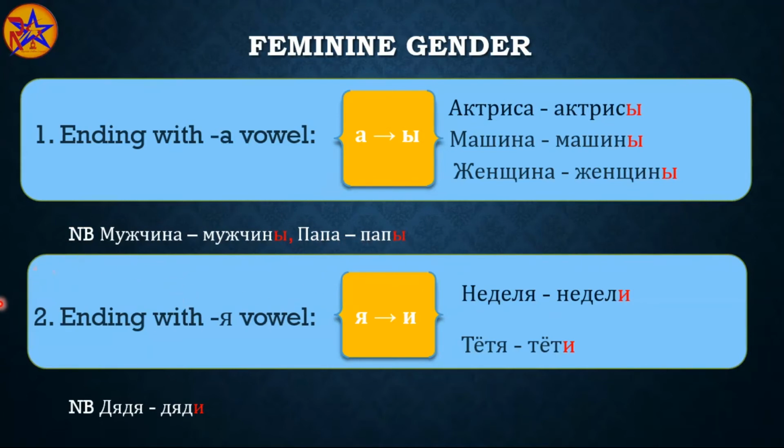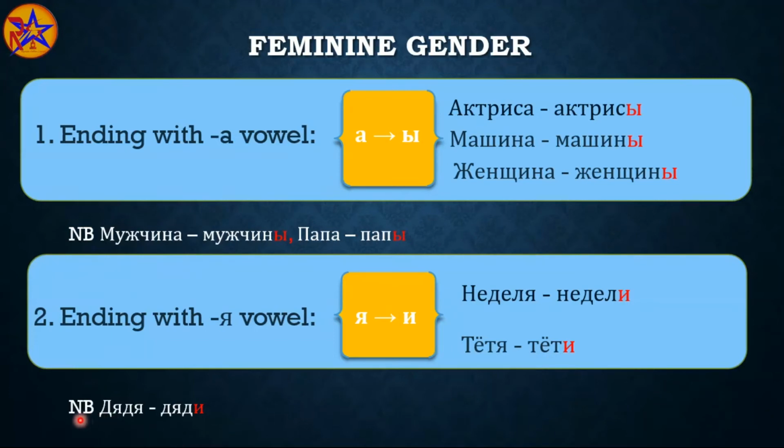The next pattern are the nouns which end with "я", which turn into "и" sound. Неделя, недели. Тетя, тети, that's aunts, as you remember.